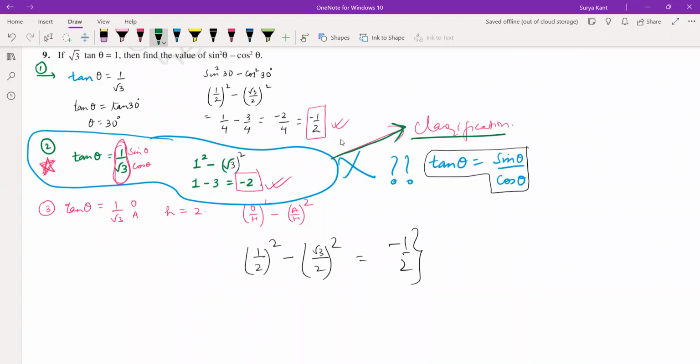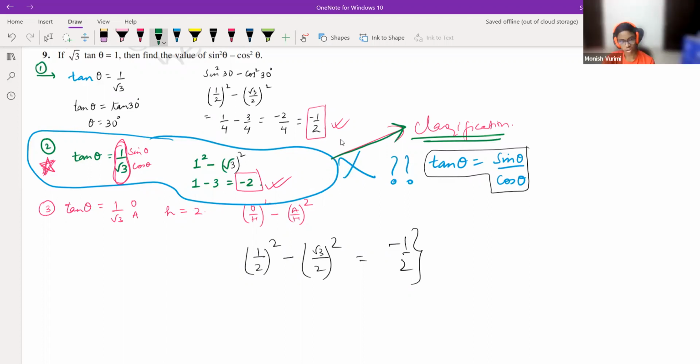Just to let you know, this one needs more clarification. We will come to it in the next class. Monish, do you know why we are not converting over here? Why the answer is not coming in this case? Sir, even I don't know.